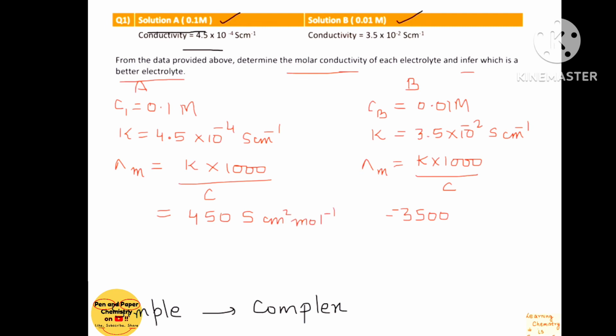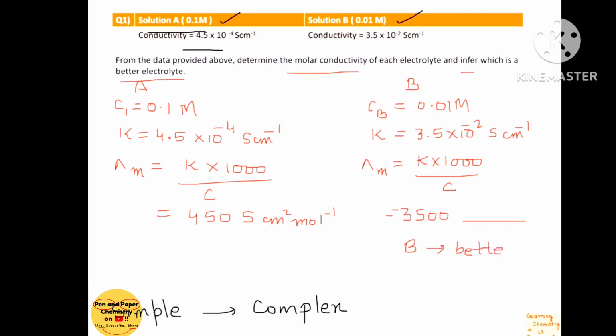So similarly, what will be the unit for the second one? Perfect, S centimeter square per mole. So out of the two of them, which is a better electrolyte? Definitely it is B, which is a better electrolyte.